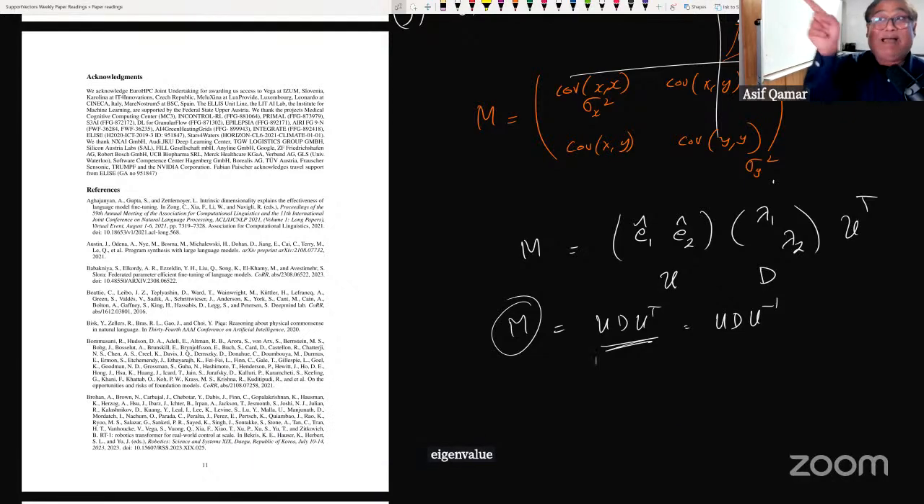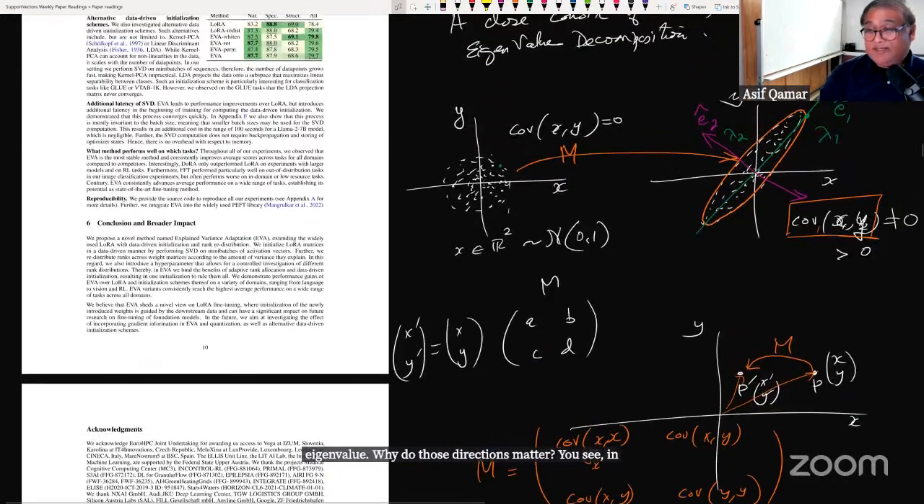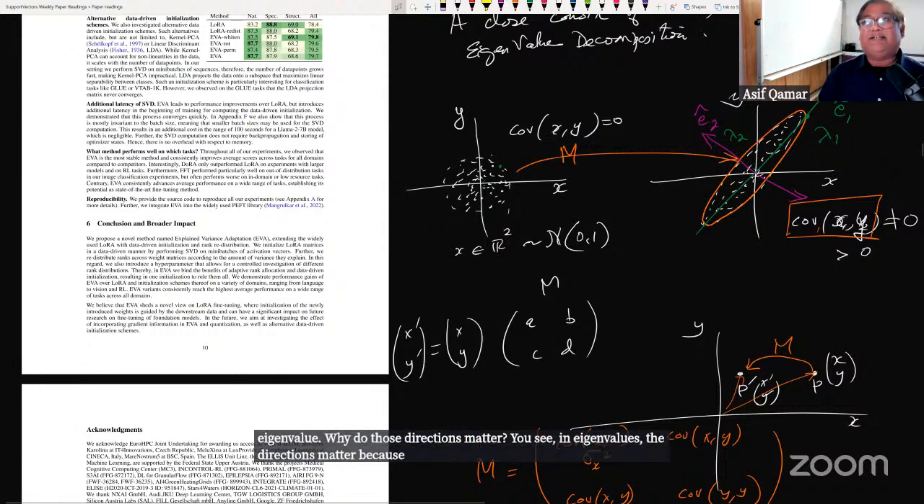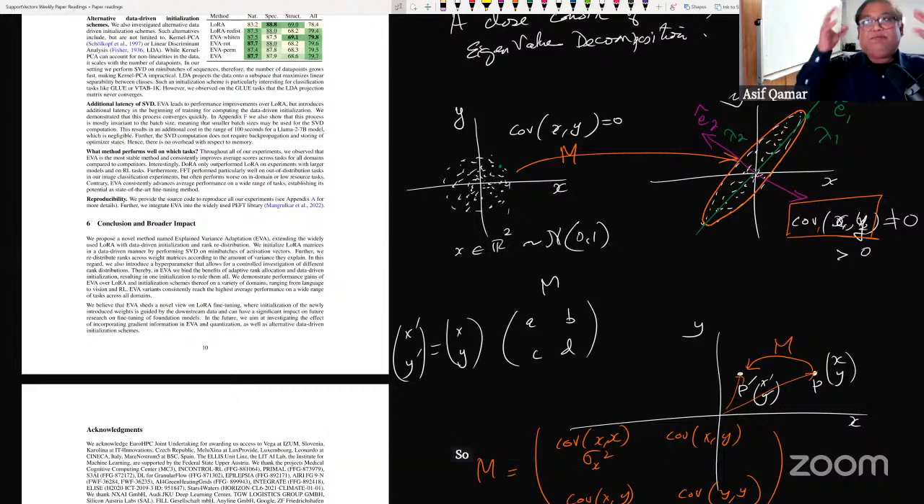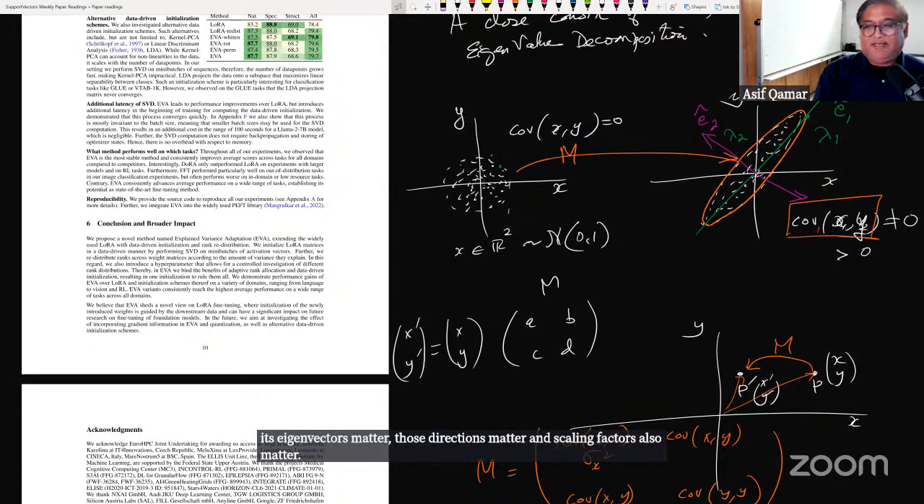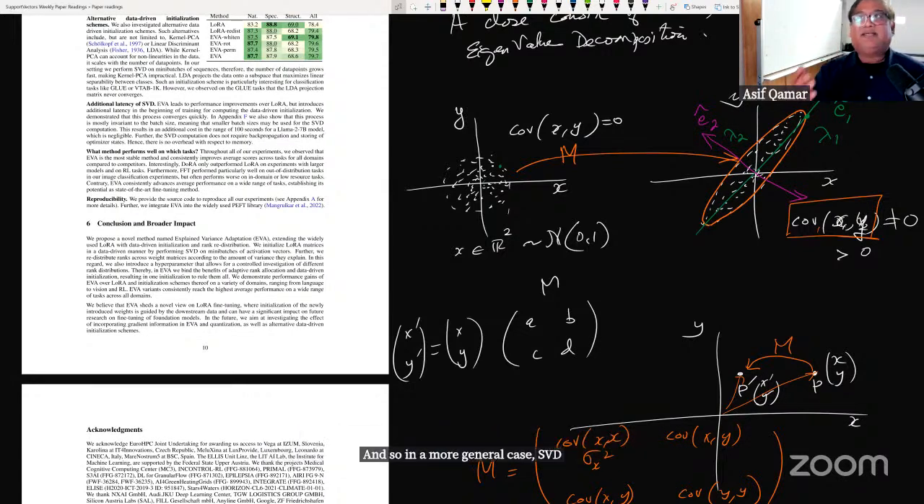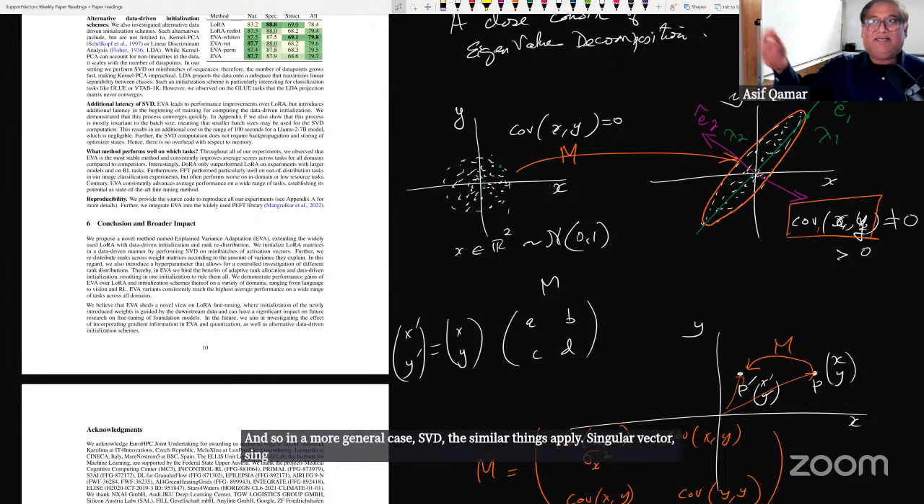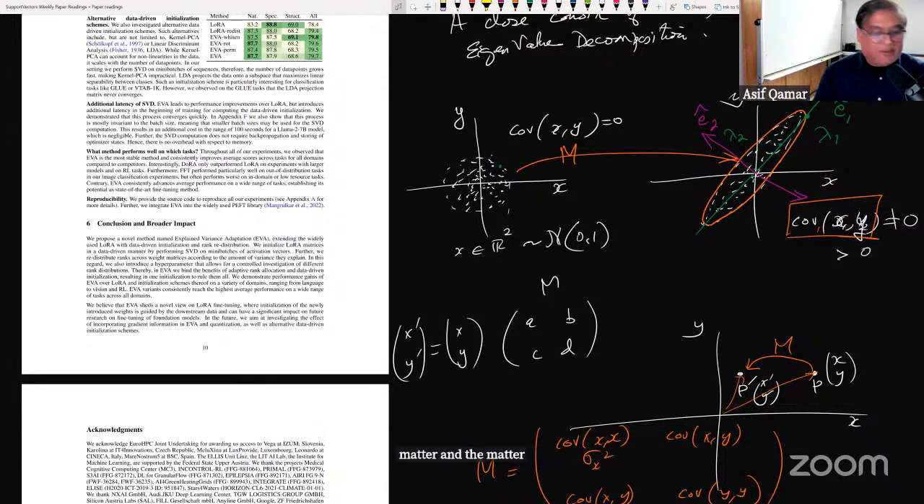Why do those directions matter? You see, in eigenvalues, the directions matter because they really capture the essence of the data of the matrix. So suppose you have a weight matrix, and just for a moment, imagine that it is a square weight matrix, and you're doing eigenvalue decomposition. Then obviously, any square weight matrix, its eigenvectors matter. Those directions matter, and scaling factors also matter. And so in a more general case, SVD, similar things apply. Singular vectors and singular values matter.